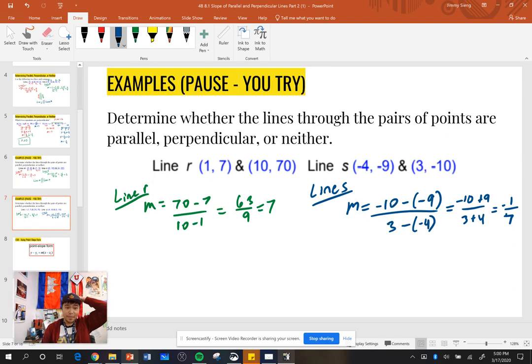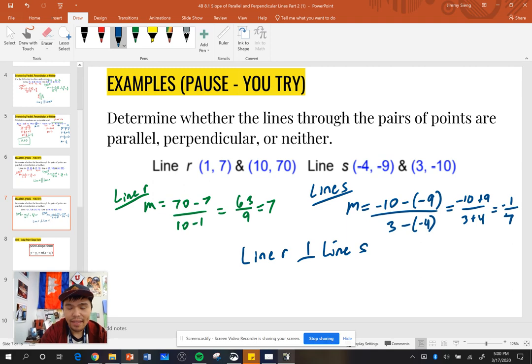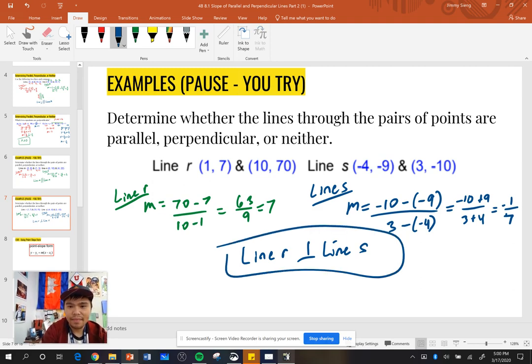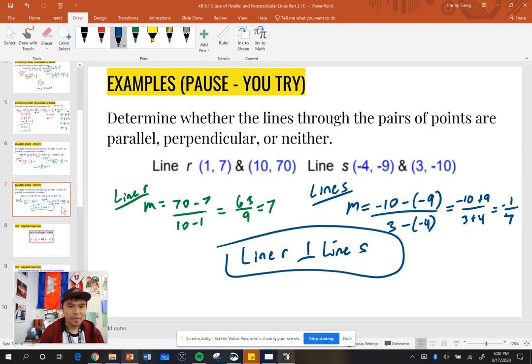So it's not the same, so it's not parallel, but we do see that they're opposite signs and they are reciprocal to each other. So that means they're perpendicular, all right, class? So we got line R is perpendicular to line S. All right, that's your answer. Okay, hopefully you can write better than me.